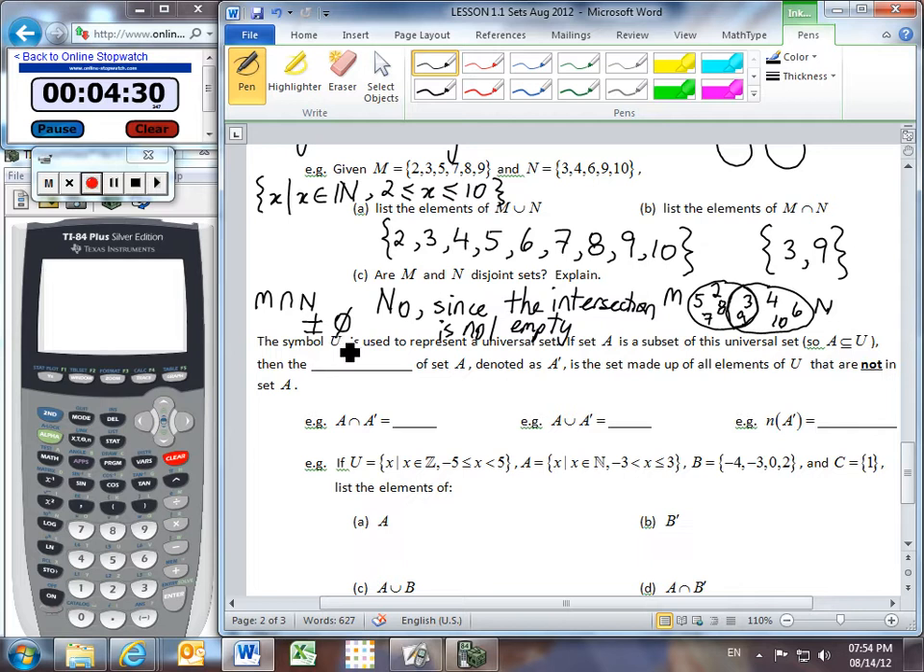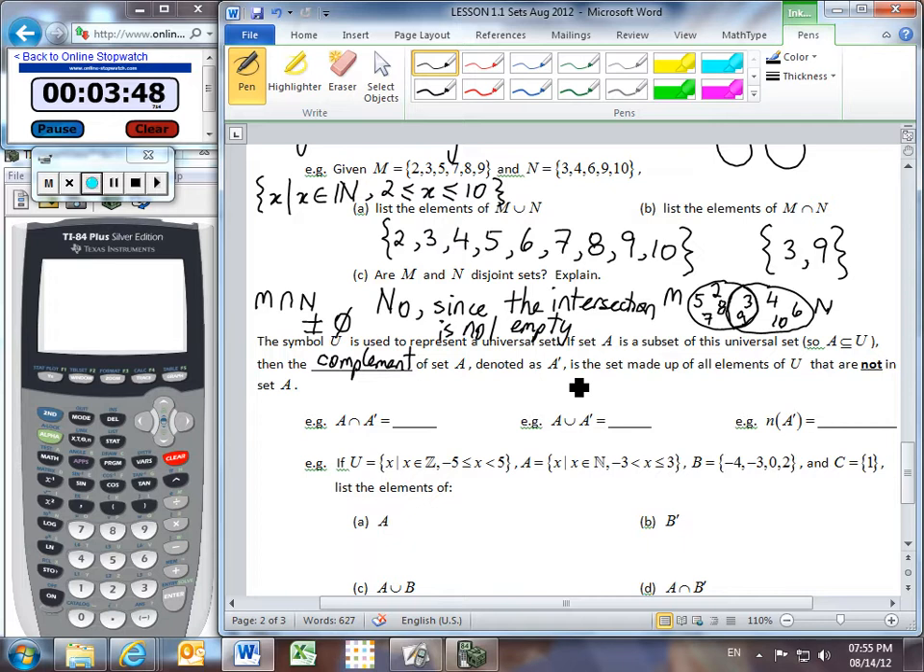Alright, the symbol U is used to represent a universal set. So just imagine that we've decided that we've got a particular set of numbers that we're going to be working with in a problem. That set of numbers is known as U, the universal set. So if set A is a subset of this universal set, which we can notate like that, then the complement of set A, which we denote as A with a little thing beside it, like an apostrophe, that's the set made up of all elements of the universal set, U, that are not in set A.